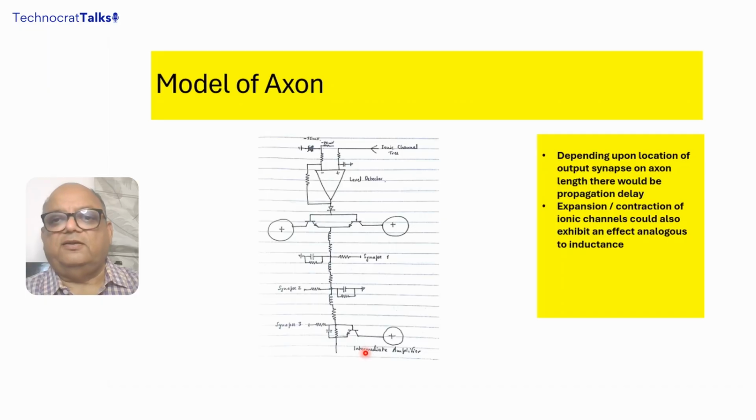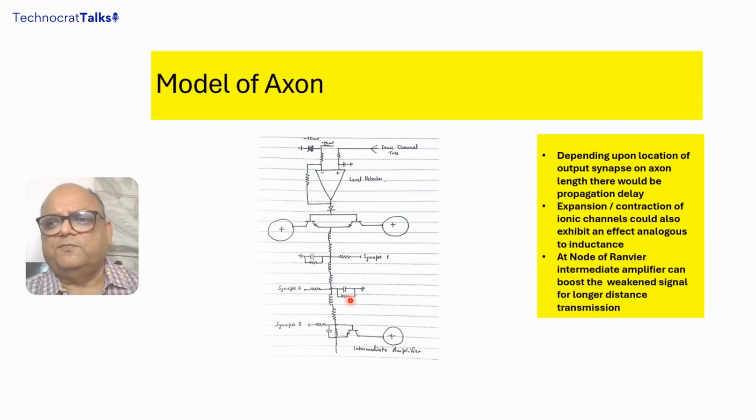Expansion and contraction of ionic channels also take place when there is an action potential. The channel will try to expand, then it will collapse. So that sometimes exhibits effects like inductance. Here I have shown the inductance. In the earlier case I have not shown it, but it is also there and can be modeled if it has to be modeled.